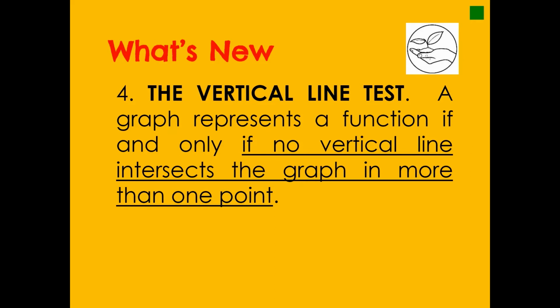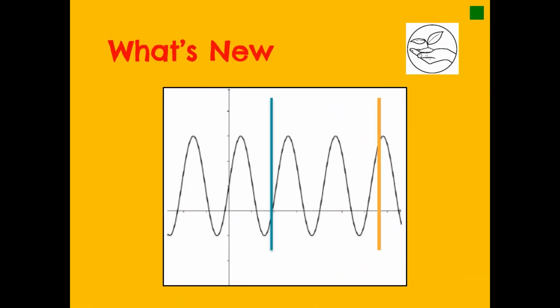Number 4, the vertical line test. A graph represents a function if and only if no vertical line intersects the graph in more than one point. Let us look at several examples. If you draw a vertical line to any part of this curve, you will find out that the vertical line has an intersection on a part of this curve only once.